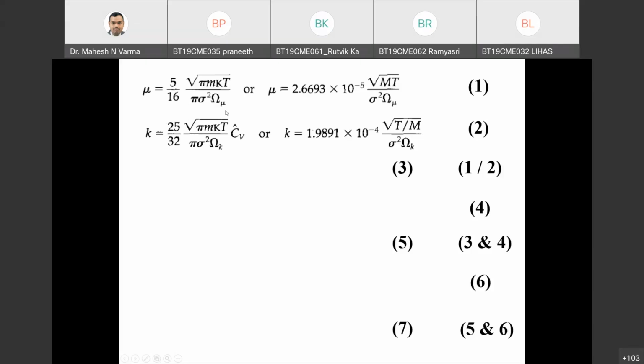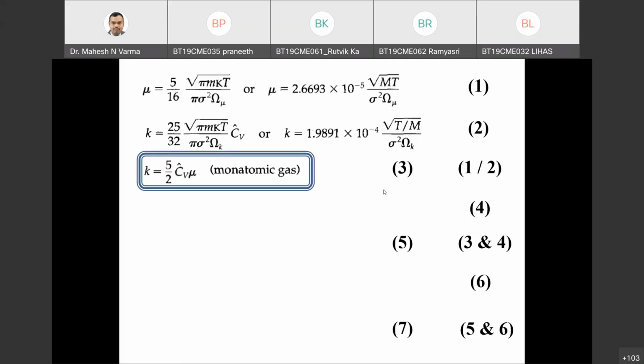This is one equation I got, equations 1 and 2. This is the Chapman equation, and this is the Maxwell equation. So you can correlate them. If I divide equation 1 by 2, the ratio of viscosity to thermal conductivity, what will you get in equation 3? Divide equation 1 by 2 and rearrange the equation. This is what you will get.